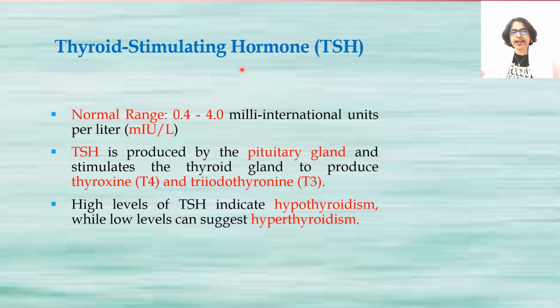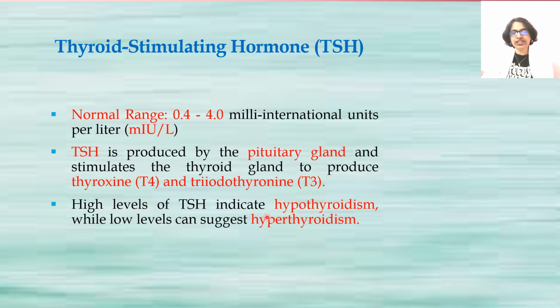The first one is thyroid stimulating hormone. The short form we note is TSH. The normal range is 0.4 to 4.0 milli international units per liter. This TSH is produced by the pituitary gland. The pituitary gland is also known as the master gland, and it stimulates the thyroid gland to produce T4 and T3.